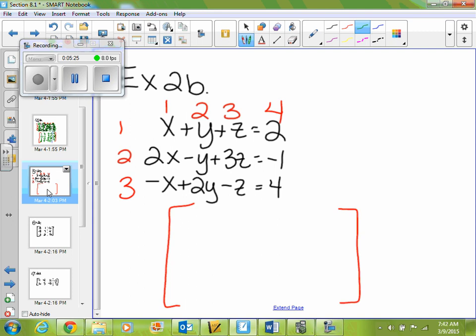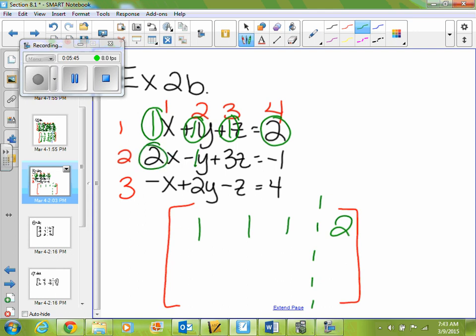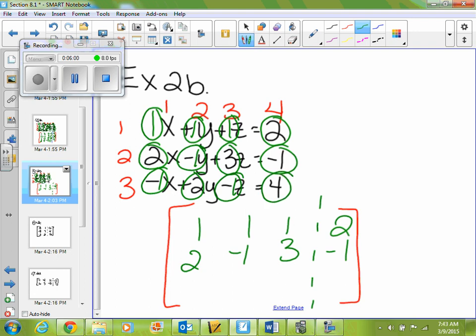Okay. I know I need to augment my matrix, so I need to put a dashed line where my equal sign is, and then I pull my leading coefficients. So I have leading coefficients in my first equation of 1, 1, 1, and then an answer of 2. Okay, in my second row, I have 2, -1, 3, -1. And in my third row, I have -1, 2, -1, 4.